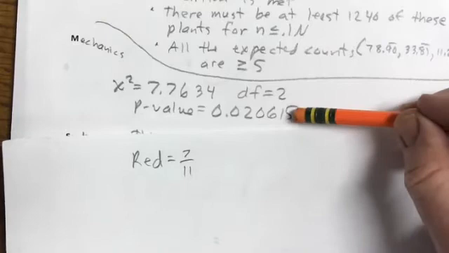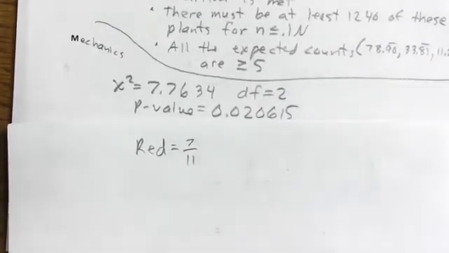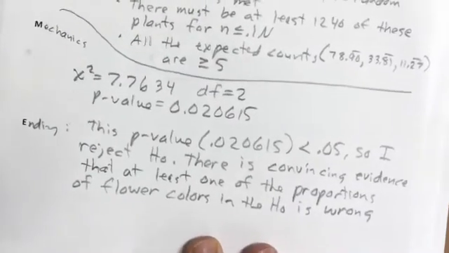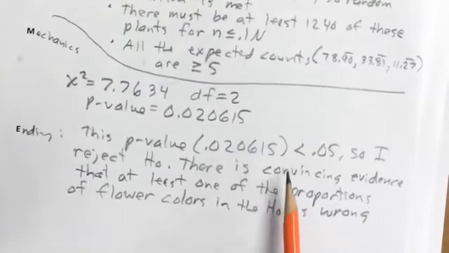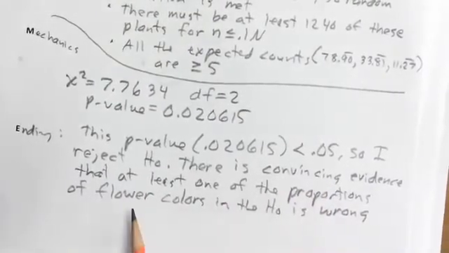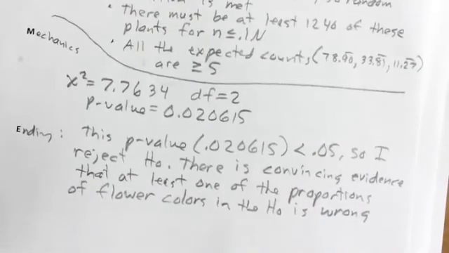And then we do our p-value statement, which we've been doing the same p-value statement. If the p-value is low, you reject the null and have convincing evidence for the alternative, which you say in context. That's exactly what I did here. This p-value is below 0.05, so I reject the null. There is convincing evidence that at least one of the proportions of flower colors in the null is wrong. And so there you go.